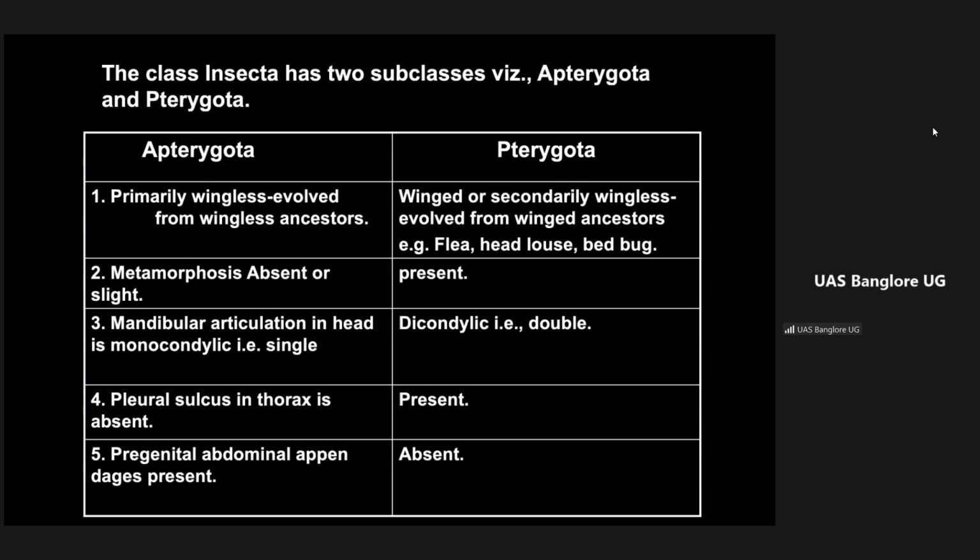Apterygota means primarily wingless, evolved from wingless ancestors. Primarily wingless and secondarily wingless. Anybody know what is secondarily wingless? They have wing pads, but the wings are reduced. Because of that, we call them secondarily wingless. For example, your bed bugs. If you carefully collect them and see, they have wings, but they don't use them for flying, or they have been reduced. Because of that, we call them secondarily wingless.